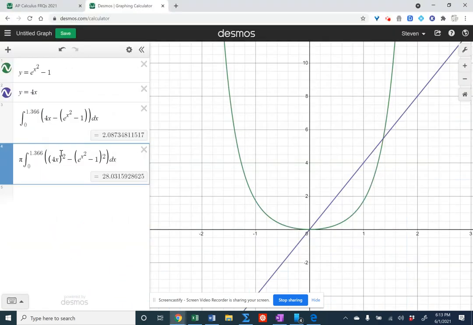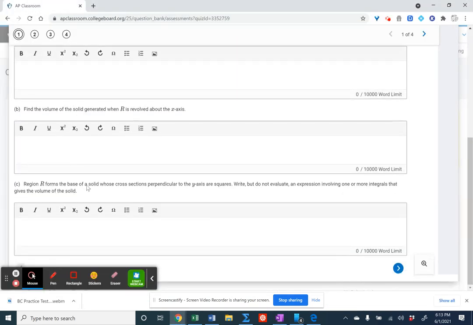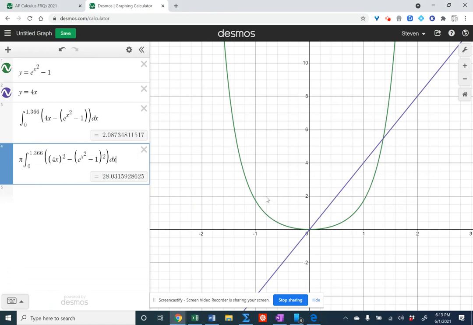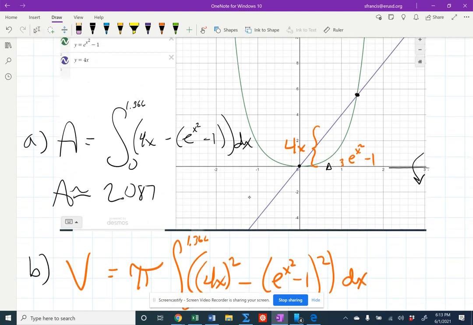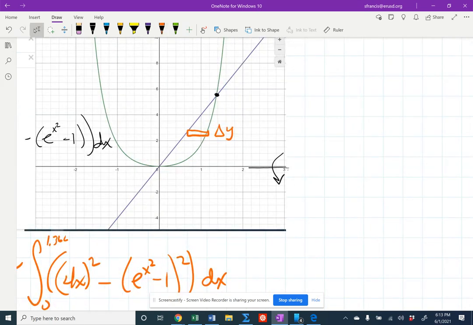Now for part C, our region R forms the base of a solid whose cross sections perpendicular to the y-axis are squares. Write, but do not evaluate, an expression involving integrals that gives the volume of that solid. For this one, we're going to change our picture. I've got to get rid of all of this stuff. I'm going to draw my rectangles where the long side is horizontal, and I'm going to do this with respect to y, which means I need to solve each of these equations for y.